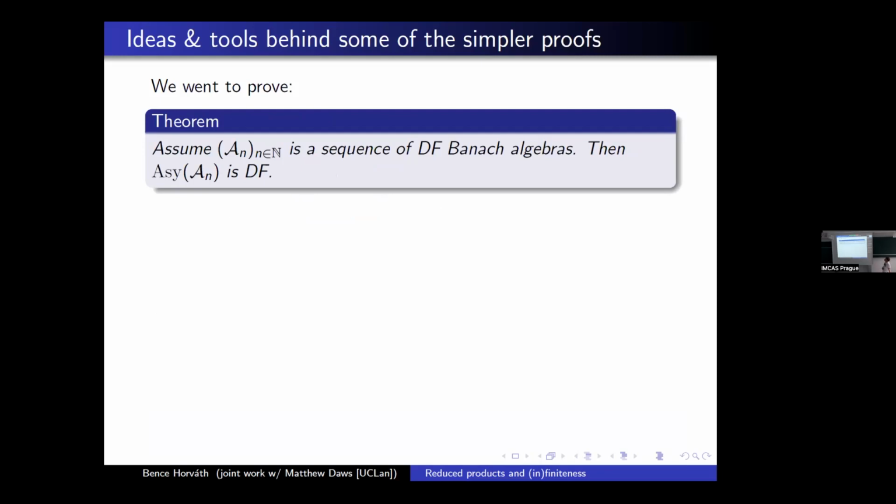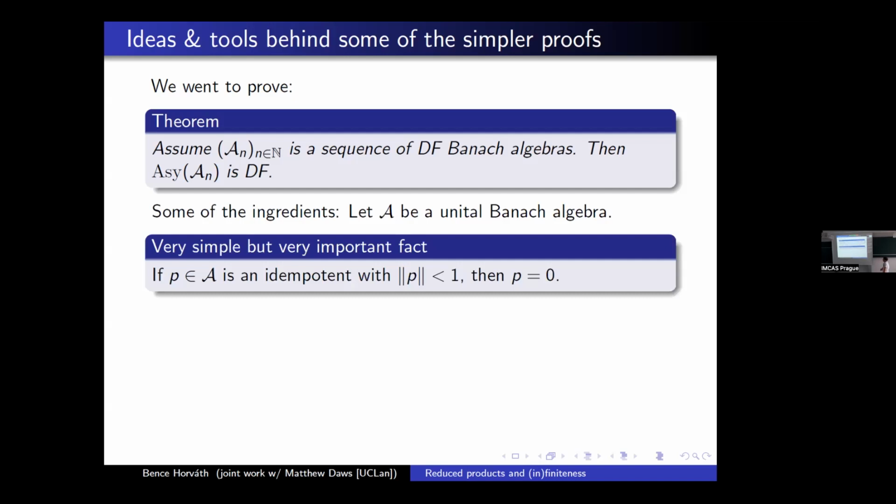So let me try to give you some detail. How do these proofs work? This is the statement I would like to prove. This is the easiest one, but the methods are already present there. I would like to prove that whenever your sequence is directly infinite, then this asymptotic sequence algebra will be directly infinite. Some of the ingredients for the proof. The first one is a super elementary one that everybody knows, but it's very important, namely that in a unital Banach algebra, if you have an idempotent which has norm strictly less than 1, then it's 0.